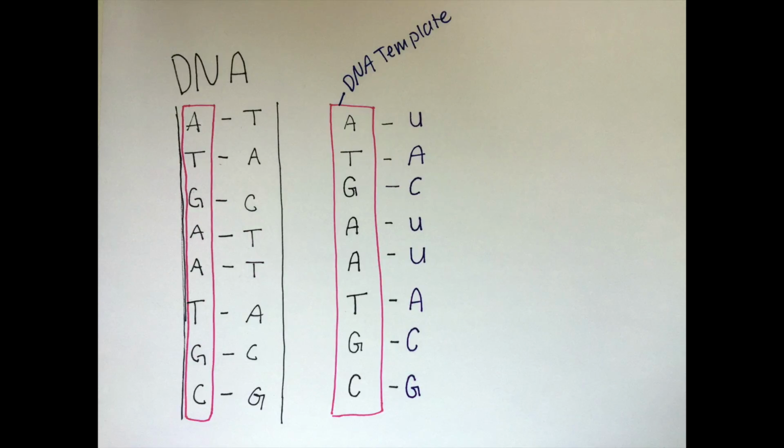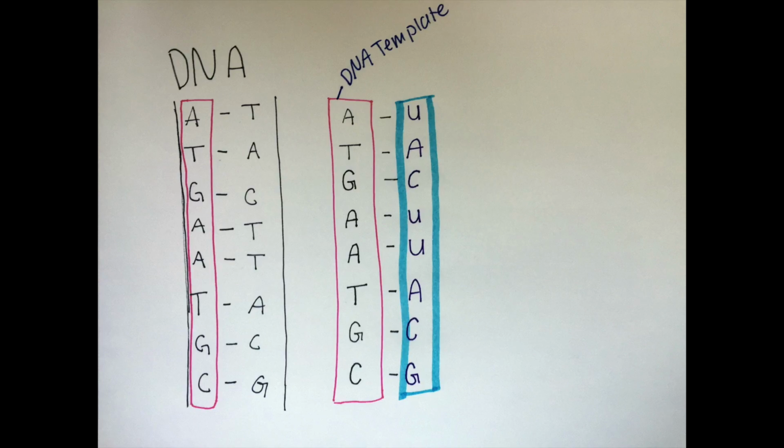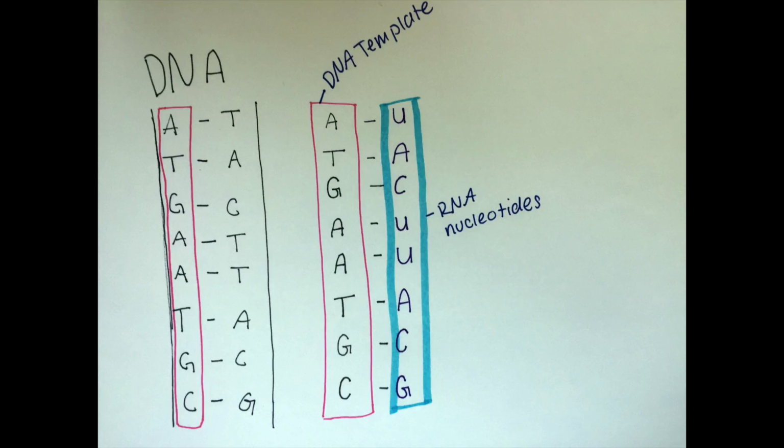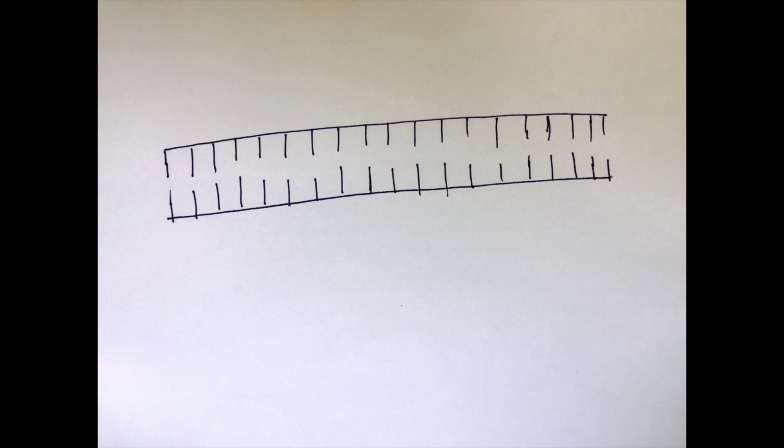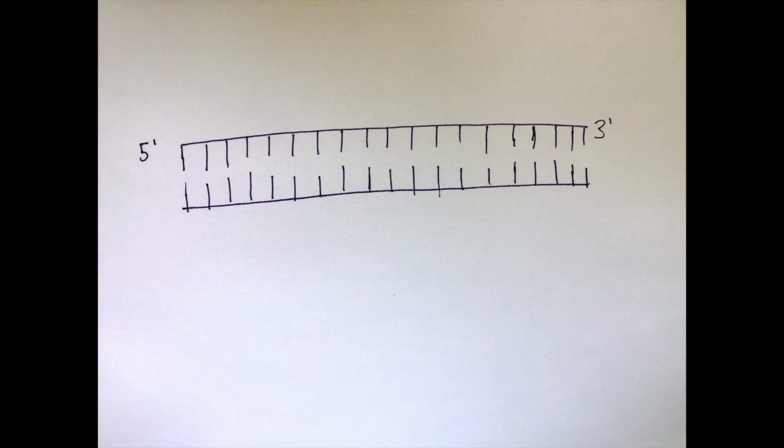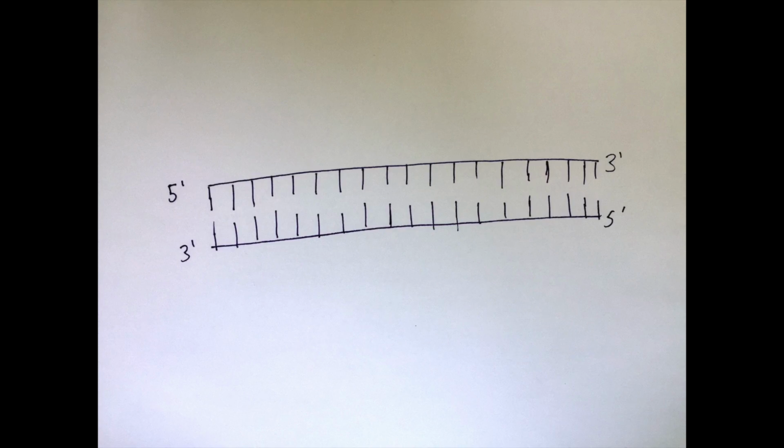Then it is matched up with complementary RNA nucleotides, which are the same as DNA nucleotides, except adenine goes with uracil instead of thymine. DNA has an anti-parallel structure, which means that even though the strands are parallel, they are oriented in opposite directions. The strand on top goes from the 5' end to the 3' end, while the bottom strand goes from 3' to 5'.